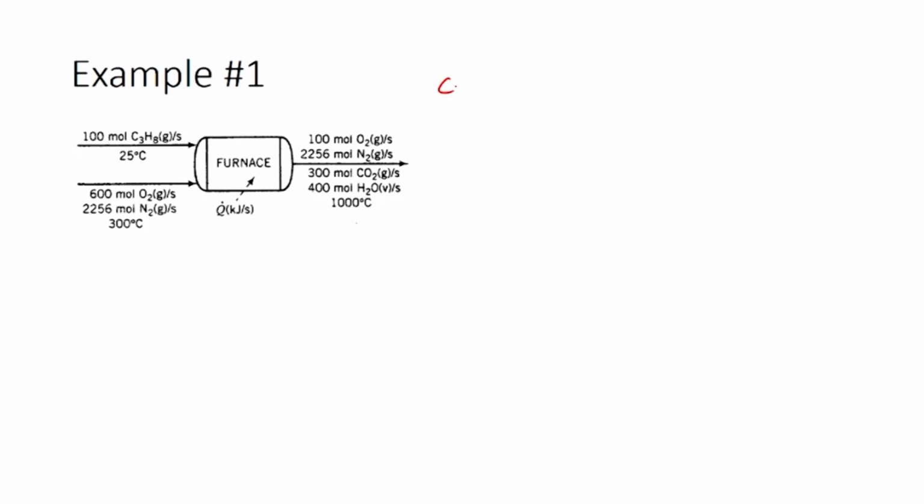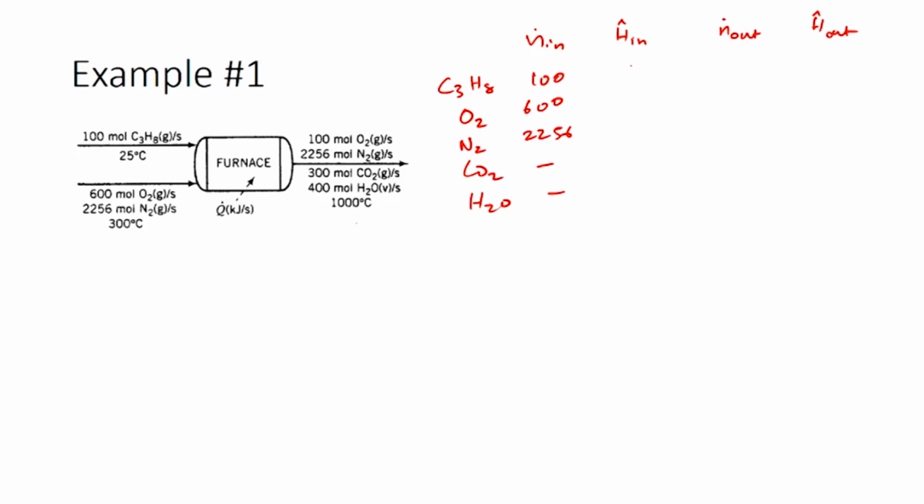In the table we would have propane, oxygen, nitrogen, carbon dioxide and water, and the inlet flow rates N dot in and H cap in can be written down as 100, 600, 2256, 0 and 0. The values for the outlet stream would be 100 moles of oxygen, 2256 of nitrogen, 300 moles of carbon dioxide and 400 moles of water.